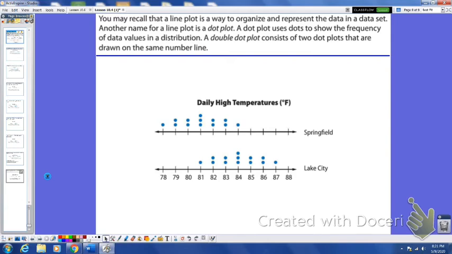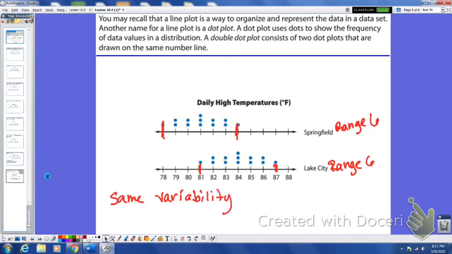So first thing I'm going to look at is my range. So Springfield has a minimum of 78 and a maximum of 84. So they have a range of 6, going from 78 to 84. Lake City, we have a range of 81 to 87. So the range is also 6. They're both pretty evenly spread. So we would say they have the same variability. If we look, they're actually pretty much mirroring each other.